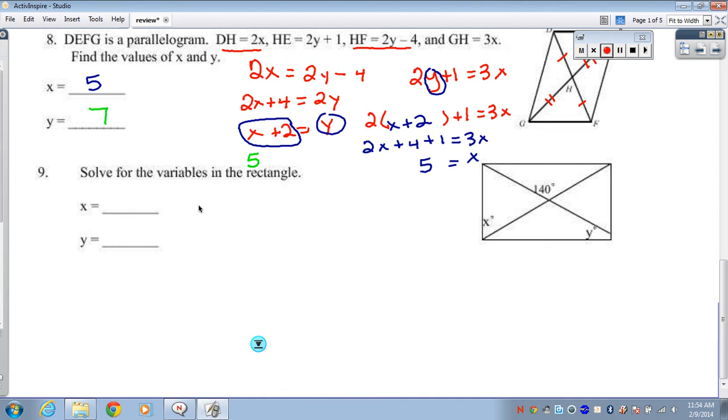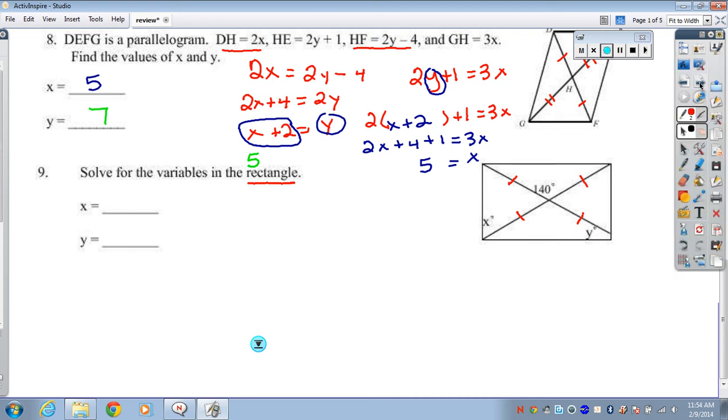Solve for the variables in the rectangle. This angle is 140 degrees. Notice this is a rectangle. As a result, the diagonals are congruent and bisect each other. So this is congruent to this, which is congruent to this, which is congruent to this. Therefore, this right here is an isosceles triangle.